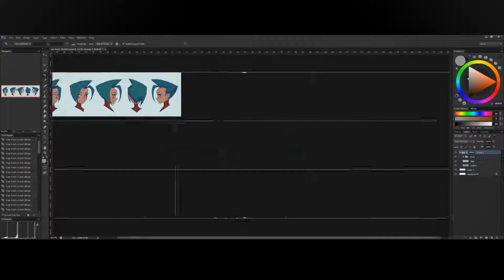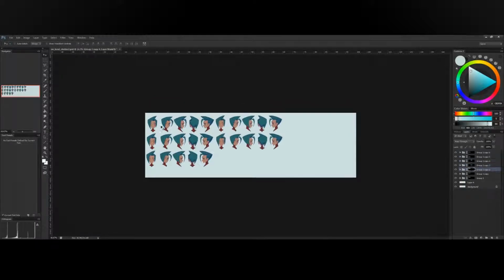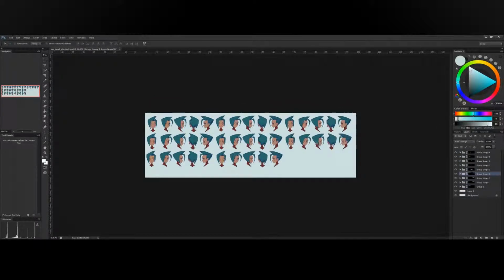And it's very important to get a background just because the background is going to dictate what the colors are going to look like. For instance, if I had a character with white hair and I have a white background, that white hair is not going to look so good.